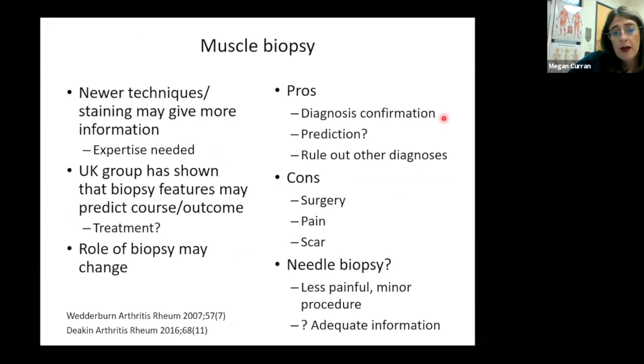The pros of a biopsy is that it confirms a diagnosis, and it might predict some future manifestations of disease, and it helps us to rule out other diagnoses. The cons is that it is a surgery and it causes a scar, and the patient can have some pain when healing. Needle biopsies are less painful, and they're a minor procedure, but might not give us adequate information, so most people do open biopsies.